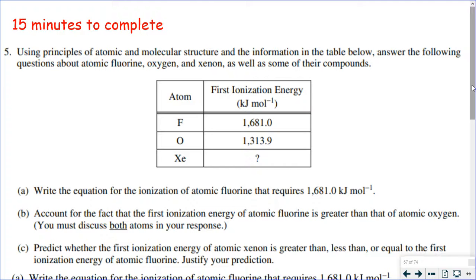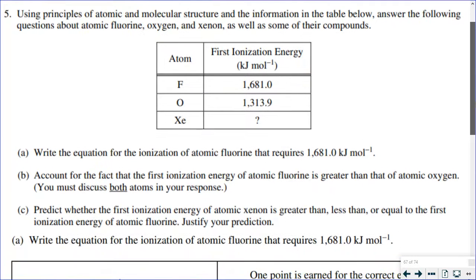This problem is a great problem for periodic trends and periodic structure. If you look at your table here, they give you some data and they are asking you to interpret it. Part A, you just have to know this. What's the ionization equation for atomic fluorine? Ionization means to lose an electron.